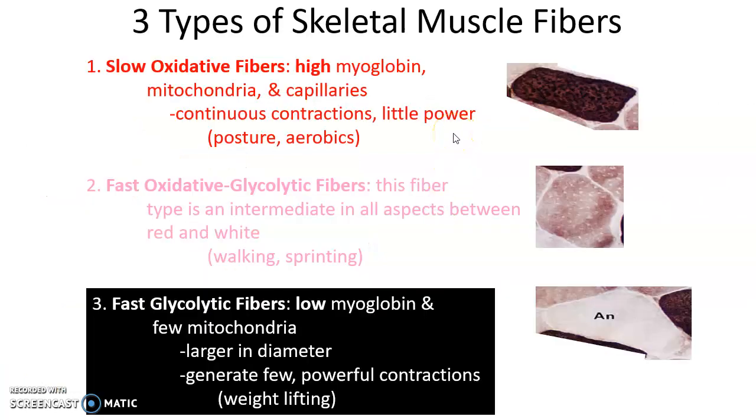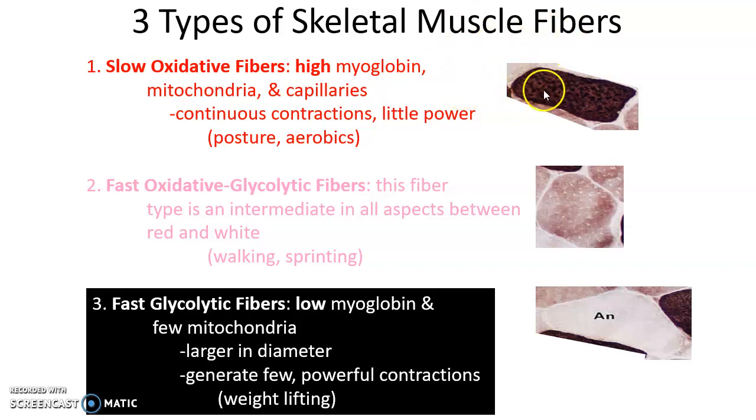All right, there are 3 different kinds of muscle fibers. There's slow oxidative muscle fibers. These are very red, very dark in color because they have a lot of myoglobin, a lot of mitochondria, and a lot of blood capillaries. Again, myoglobin is the protein inside the muscle fiber that binds to oxygen. So there's a lot of oxygen being stored in these muscle fibers. Myoglobin is also red, which is why they are red in color.